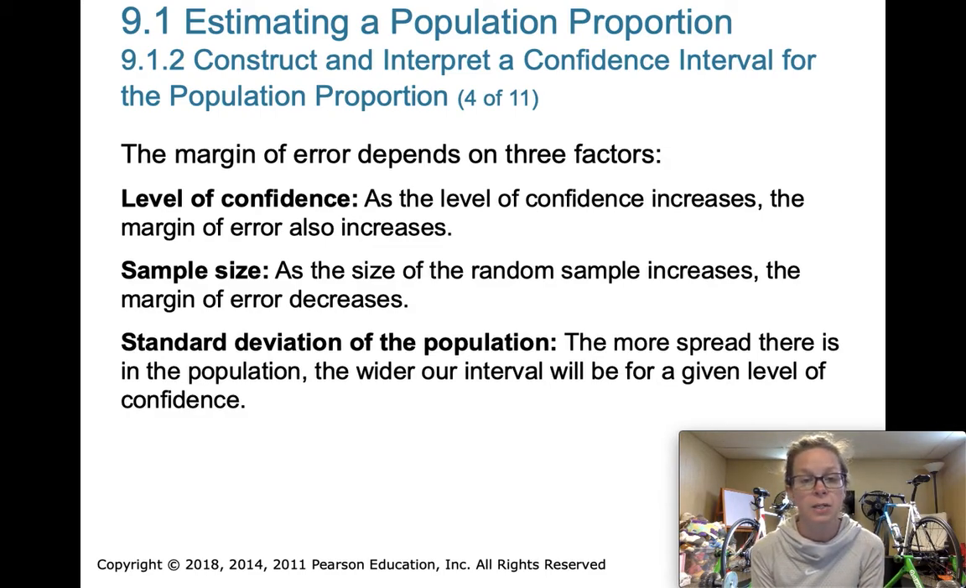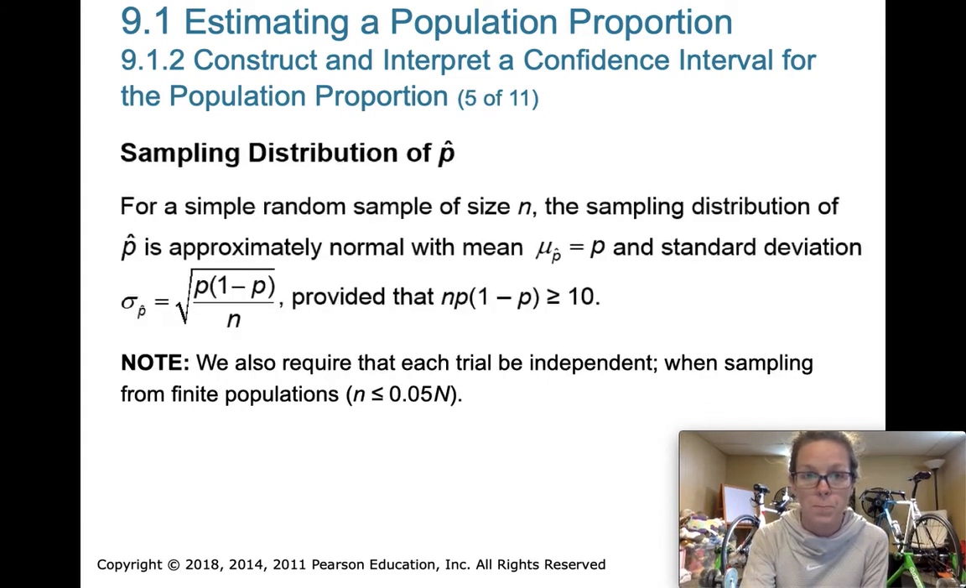And the other thing is the standard deviation of the population. This one we can't really choose to adjust. The more spread there is in a population, the wider the interval is going to have to be to cover that spread. The other 2 we can control. We can decide how confident we want to be, and we can decide how big of a sample we want to take. The standard deviation of the population, we can't really control. But as the standard deviation is larger, there's more spread in the population, so there's going to have to be more spread in the interval as well.